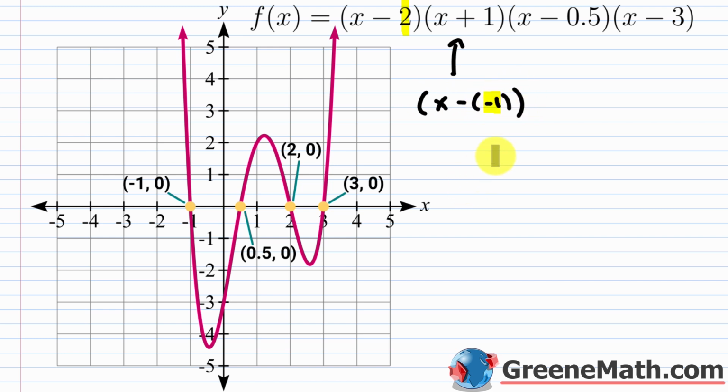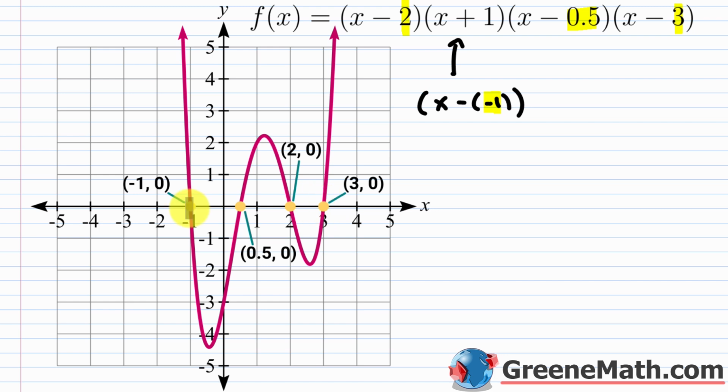So the zero will be negative 1. This one is x minus 0.5, so it's just 0.5. This one's x minus 3, so it's just 3. So you'd have a zero of 2. That corresponds to this x-intercept right here, which is (2, 0). You have a zero of negative 1. That corresponds to this x-intercept, which is (negative 1, 0). You have a zero of 0.5, which corresponds to this x-intercept, which is (0.5, 0). And then you have a zero of 3, which corresponds to this x-intercept, which is (3, 0).